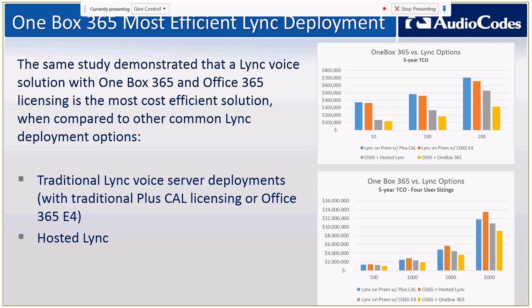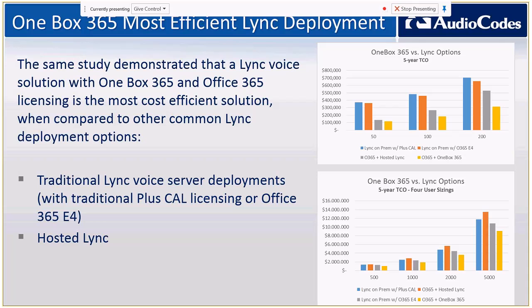The second way to do it is Lync on-premise with Office 365 E4. And that's where you leverage your Office 365 E4 license and do a premise Lync installation, which is similar to what you're doing with OneBox, except for you have the 5 or so servers. The third way to do it is Office 365 plus hosted Lync. So you can get Office 365 and a hosted Lync provider. That's the third option of installing Microsoft Lync.